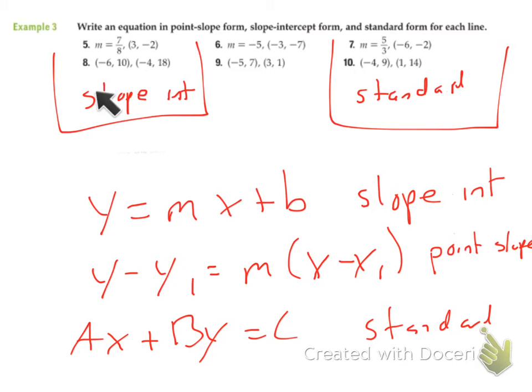But then I want you to graph 5 and 8 using slope-intercept and 7 and 10 using standard form.